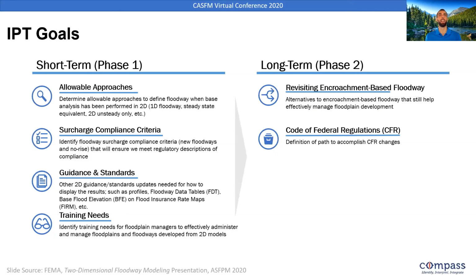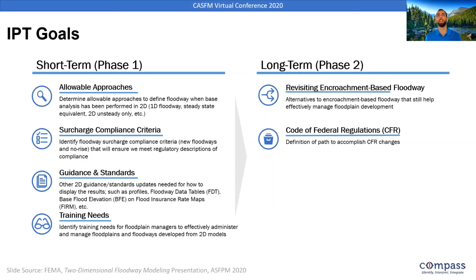In the short term, FEMA was interested in looking at what allowable approaches could be used for 2D floodways. How were surcharges going to be evaluated, given the differences between 2D models and 1D models? Understanding where guidance and standards needed to be updated to clarify how to regulate 2D floodways, as well as identifying where training was needed to help floodplain managers effectively manage floodways based off of 2D models. These questions were largely addressed over the last year during the IPT meetings that took place.